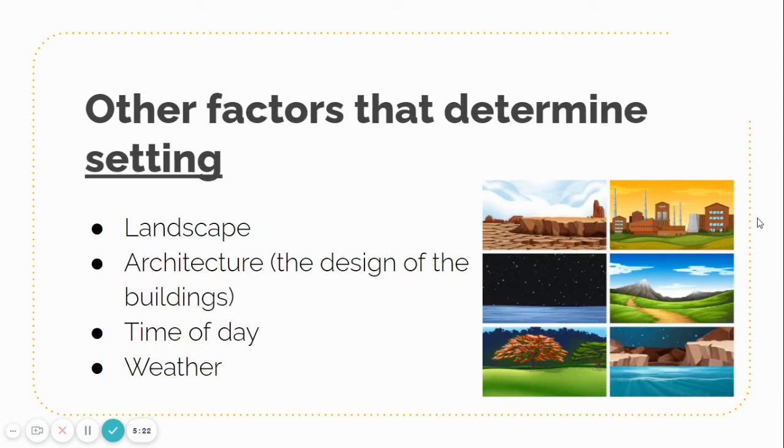Finally, a lot of other elements or variables impact or determine a story setting, such as the landscape. In Holes, we had this sort of barren, desert-like landscape, which really gave the setting of the story a really distinct vibe. Also, the architecture, so the way that buildings and different infrastructure are built and designed, definitely impacts the setting of the story. The time of day as well impacts the setting of the story, and it also impacts the mood and the atmosphere that the setting elicits.